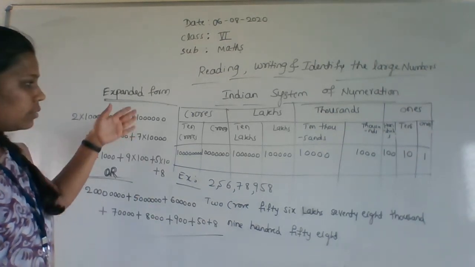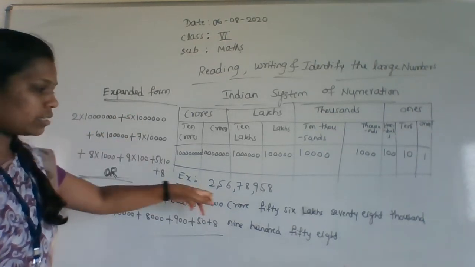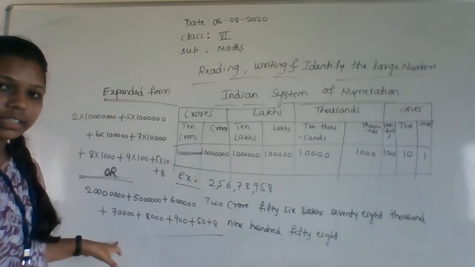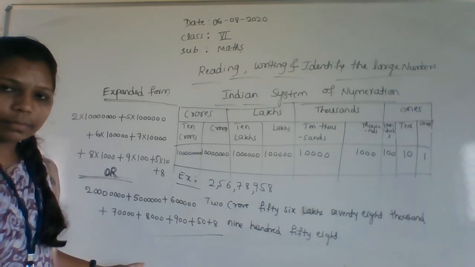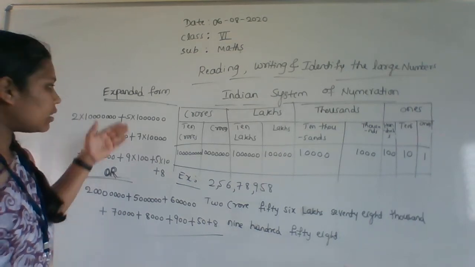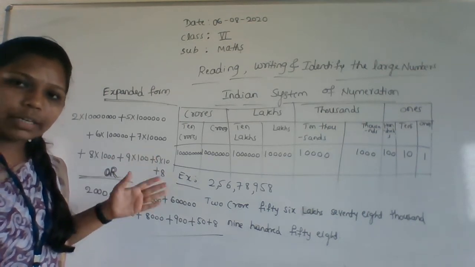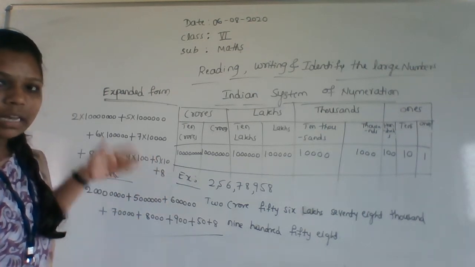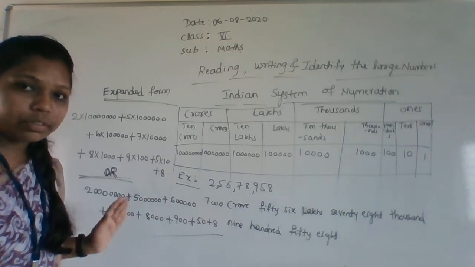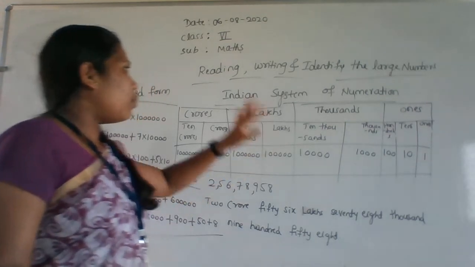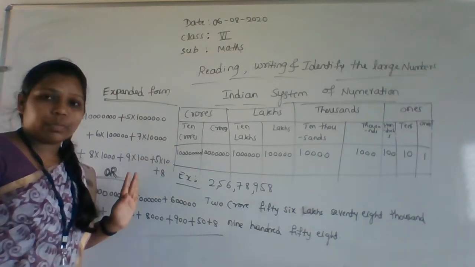Getting my point? These both are the expanded form of this number only. So write this method or this method, both are correct. Choose anyone, whatever you find easy. Okay, so this is also correct, this is also correct. Both are correct. Don't worry about that. Okay, so this is all about the Indian system of numeration.